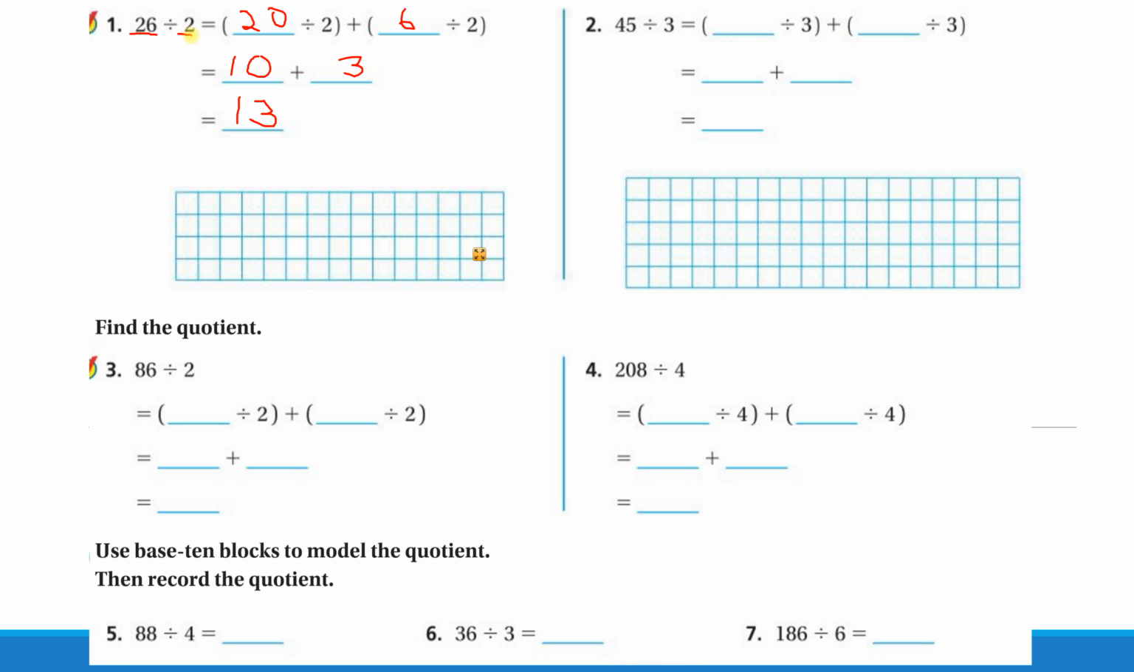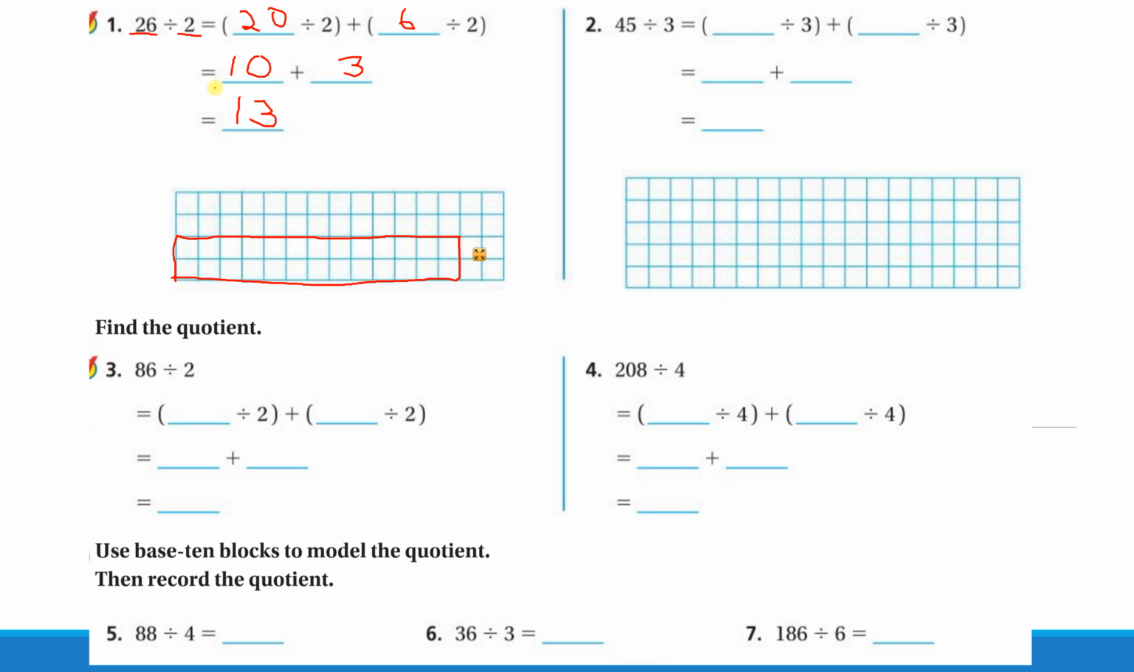So again, we look at the divisor 2, so I need columns of 2, so 1, 2, and then I keep going till I get to 26. So that's 2, 4, 6, 8, 10, 12, 14, 16, 18, 20, 22, 24, 26. So I got this block here. I think it's actually easier with my mouse. I'm still using my mouse.